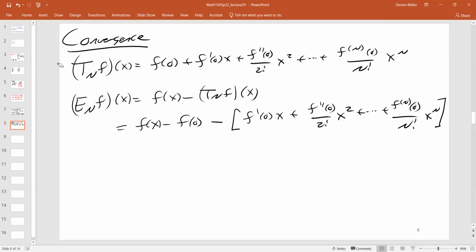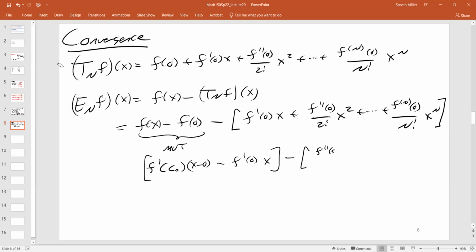Yeah, but where have we seen an expression like that before? The mean value theorem. Normally we see it divided by x minus 0. So this over here, by the mean value theorem, is just going to be f prime at some point c, I'll call it c0, times x minus 0, minus f prime of 0 times x, minus f double prime of 0 over 2 factorial x squared plus dot dot dot. So I just moved the f prime of 0 x over.